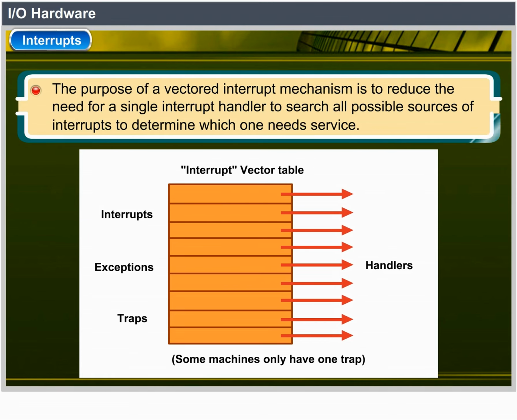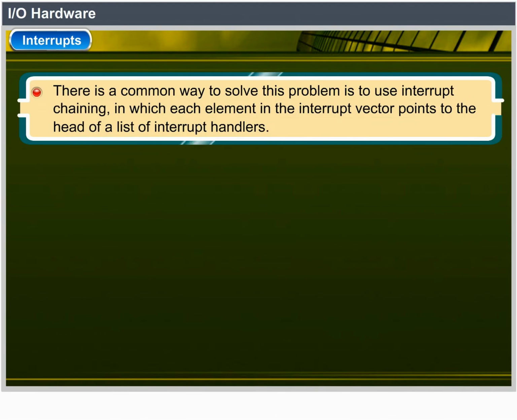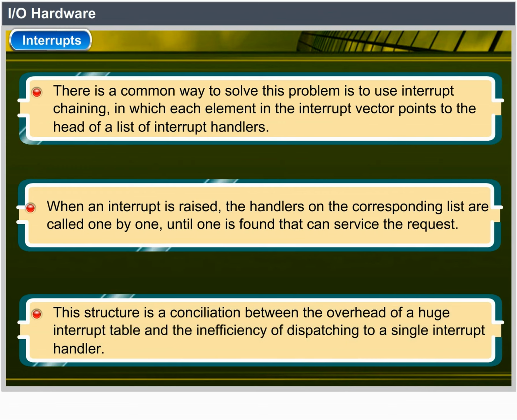In practice, however, computers have more devices, and hence interrupt handlers, than they have address elements in the interrupt vector. A common way to solve this problem is to use interrupt chaining, in which each element in the interrupt vector points to the head of a list of interrupt handlers. When an interrupt is raised, the handlers on the corresponding list are called one by one until one is found that can service the request. This structure is a compromise between the overhead of a huge interrupt table and the inefficiency of dispatching to a single interrupt handler.